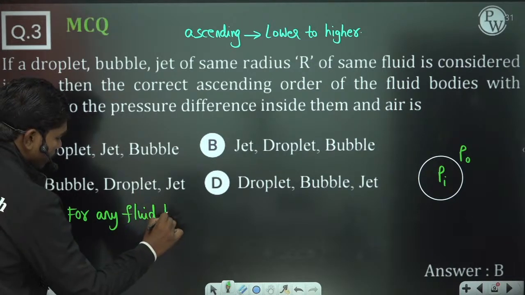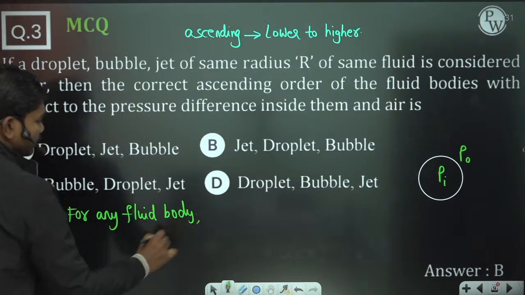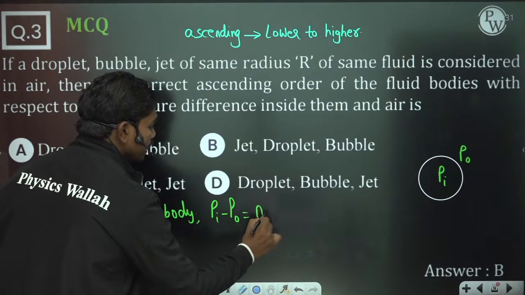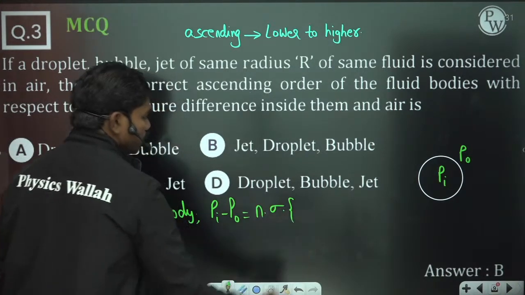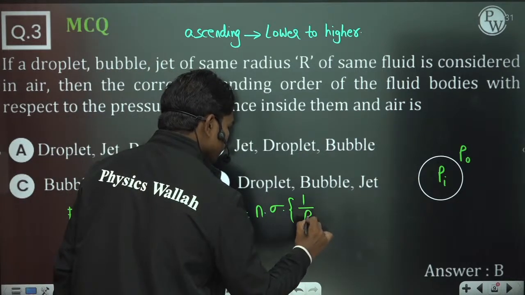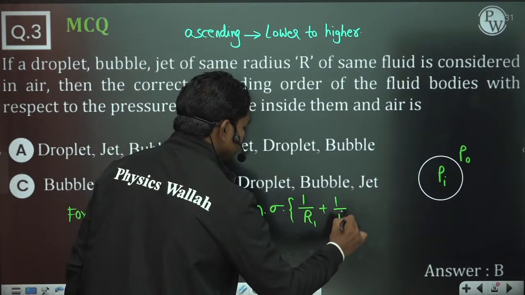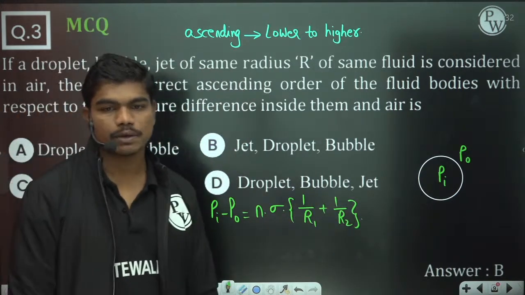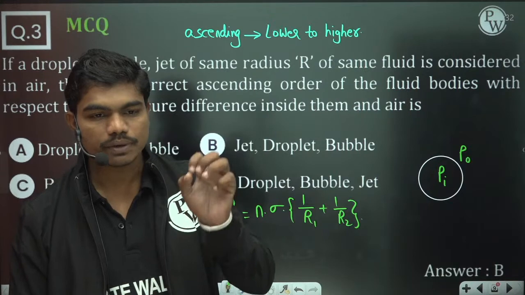for any fluid body, this pressure difference, pressure in minus pressure out, is given by N times sigma into the two radii of curvature, 1 by R1 plus 1 by R2. These two are in perpendicular directions normally. So this is the Young-Laplace equation to identify the pressure difference between any two bodies.